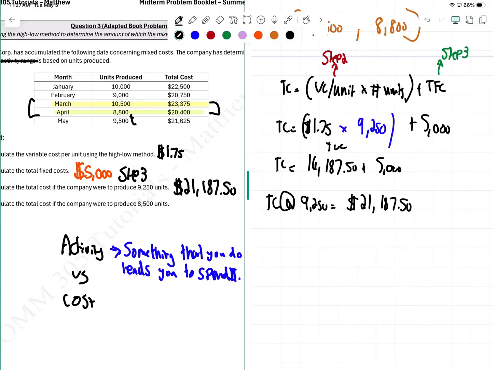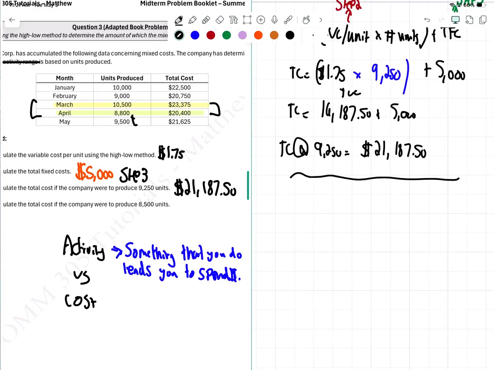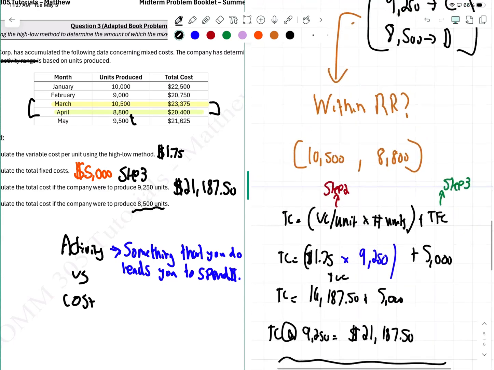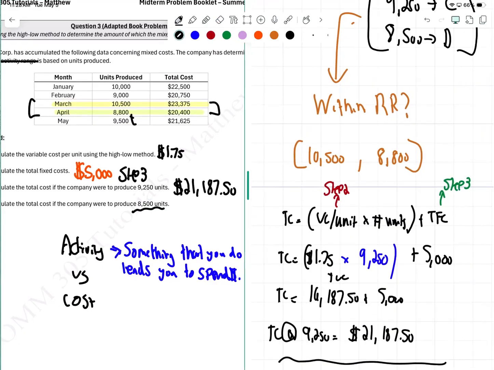That is the cost at 9,250 units. So the answer required C is 21,187.5. Now, next up, for required D, last but not least, what is the cost of 8,500? A lot of you are going to be all gung-ho and say, let me repeat this process, let me do the total cost equation, but plug in 8,500.